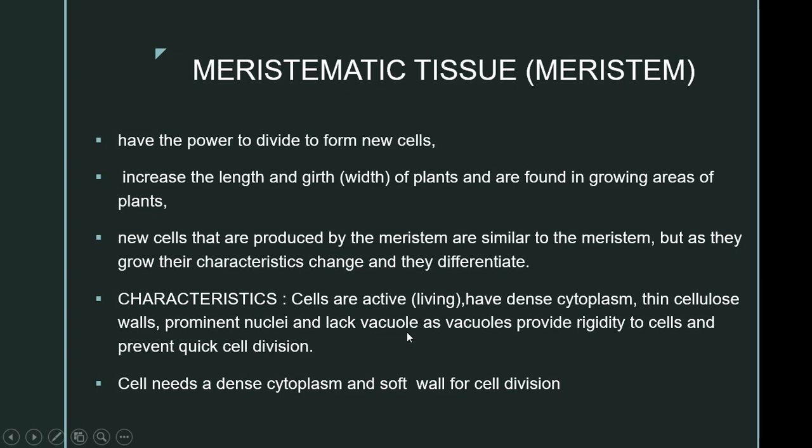They have a prominent nucleus and lack a vacuole. Vacuoles are nothing but large spaces which are seen in the center. Last year we had studied that plant cells have a larger vacuole, but in meristems they lack a vacuole, as vacuoles give rigidity to cells and will not allow cell division. Suppose the meristems had a large vacuole, it would not allow the cell to divide. So they lack a vacuole so that they can divide.